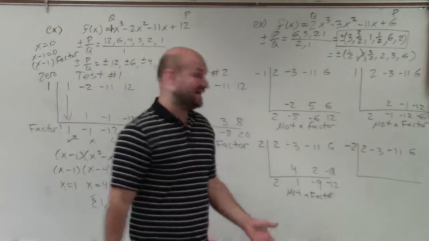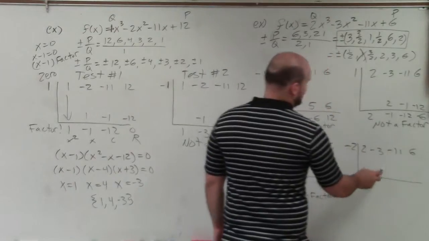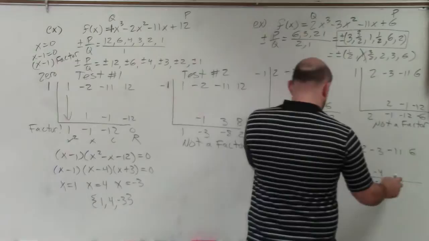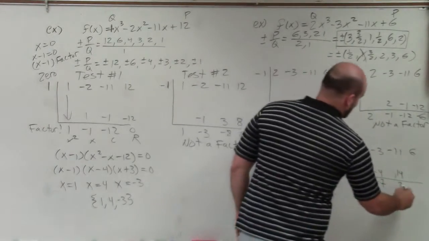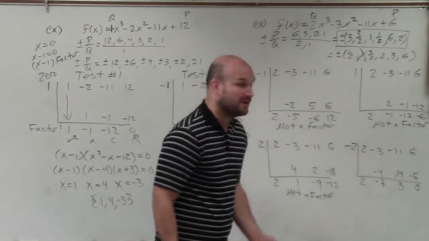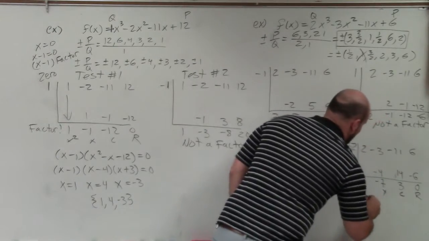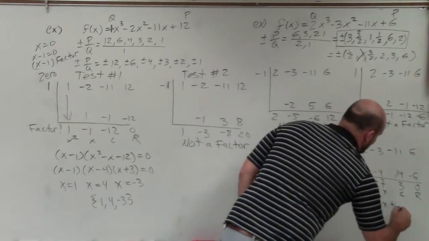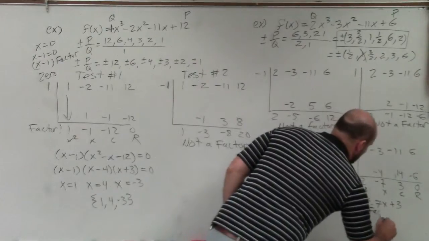All right, so let's try negative 2. Bring down the 2. 2 times negative 2 is negative 4. Negative 3 plus negative 4 is a negative 7. Negative 7 times negative 2 is going to be a positive 14. Negative 11 plus 14 is a 3. 3 times negative 2 is a negative 6. That becomes a 0. So yes, now I have a remainder, constant, linear, quadratic. So I have 2x squared minus 7x plus 3. That is one of my factors.